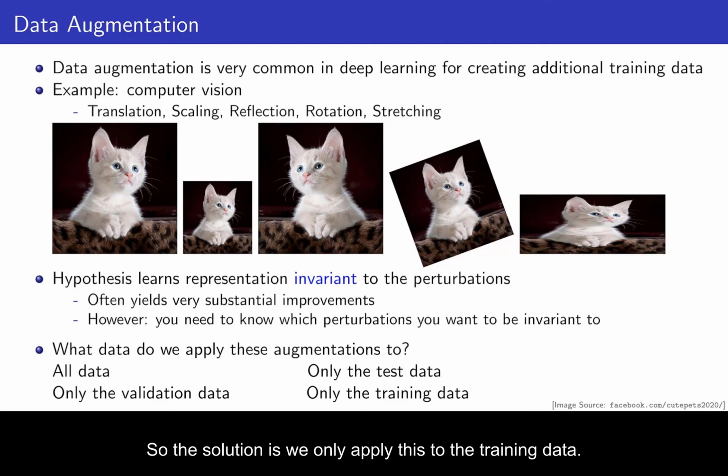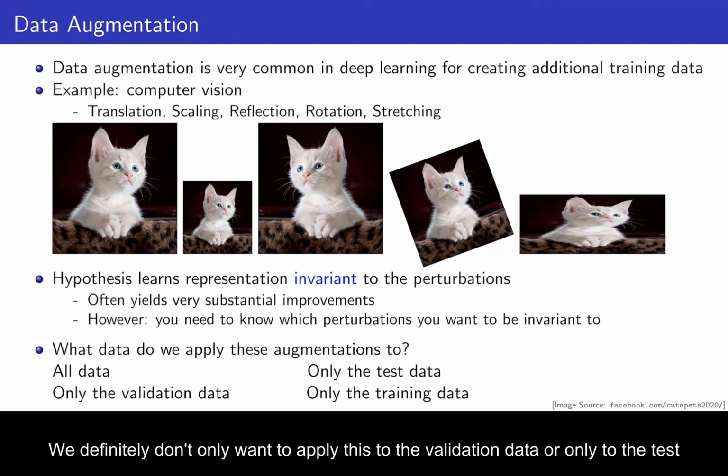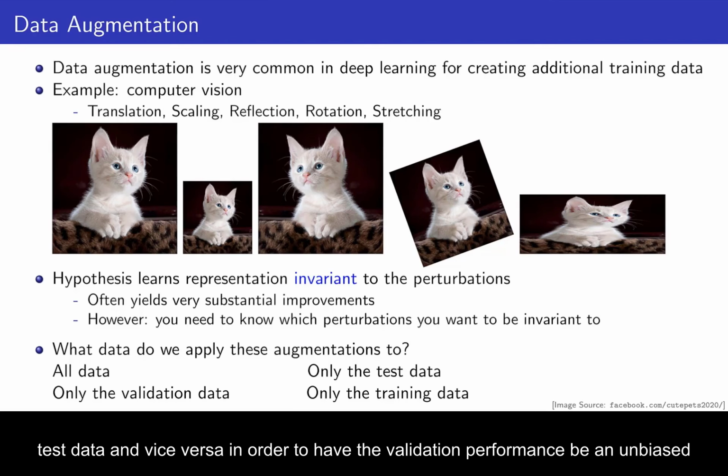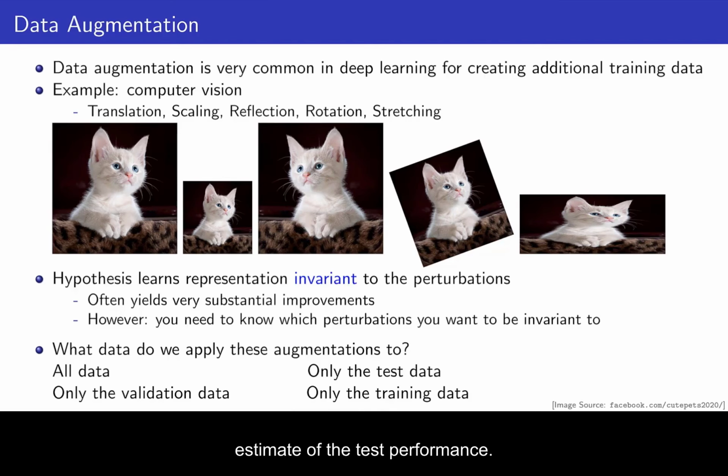So the solution is we only apply this to the training data. We definitely don't want to apply this only to the validation data or only to the test data because whatever we do to the validation data, we should also do to the test data and vice versa, in order to have the validation performance be an unbiased estimate of the test performance.